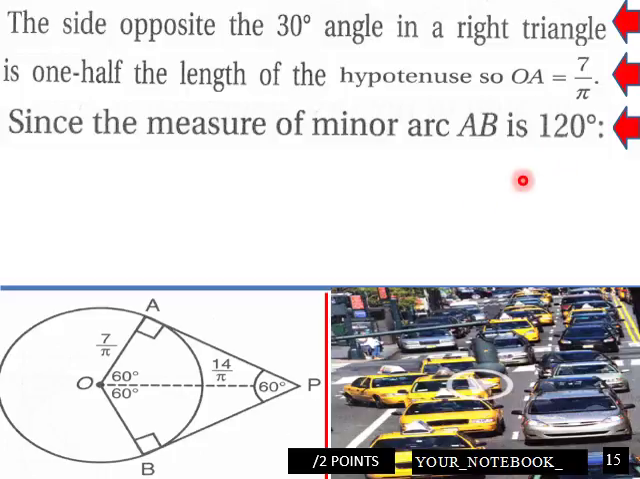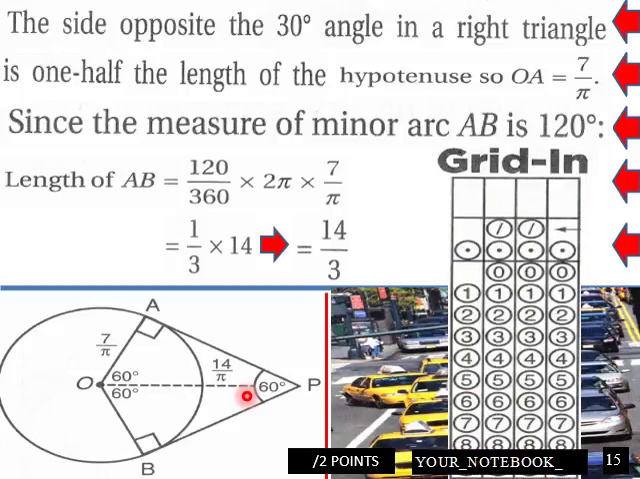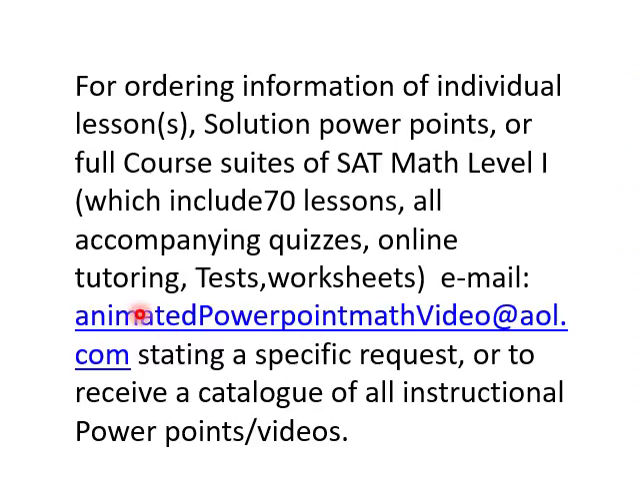Since the measure of the minor arc is 120, the length of AB is 120 over 360 times 2 pi times 7 over pi. So the length would be 1/3 times 14, which would equal 14 over 3. So the answer is 14 over 3. And that was 6.3 part 1.